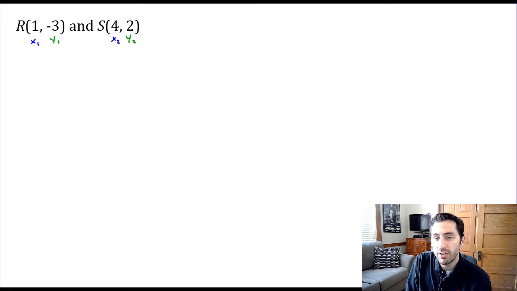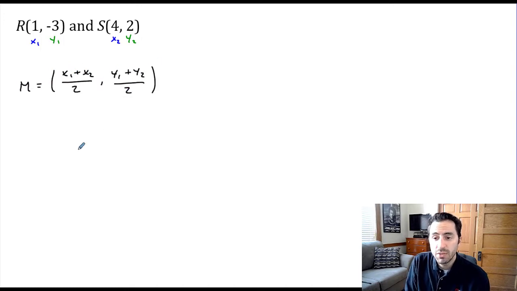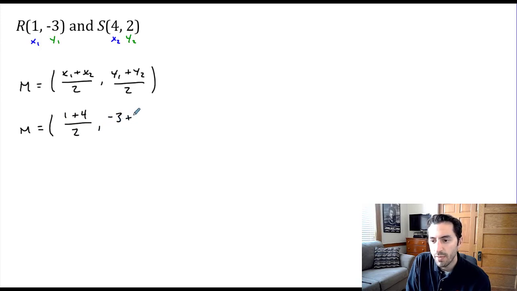Just labeling these points can help keep you organized, so we don't accidentally use a point twice or forget a negative sign or something like that. So again, I'll write down our midpoint formula. And now we can substitute in the values that we know. So our two x values, we have 1 plus 4 over 2. And then our two y values, we have -3 plus 2 divided by 2. And we'll just do a little bit of simplifying and we'll finish up.